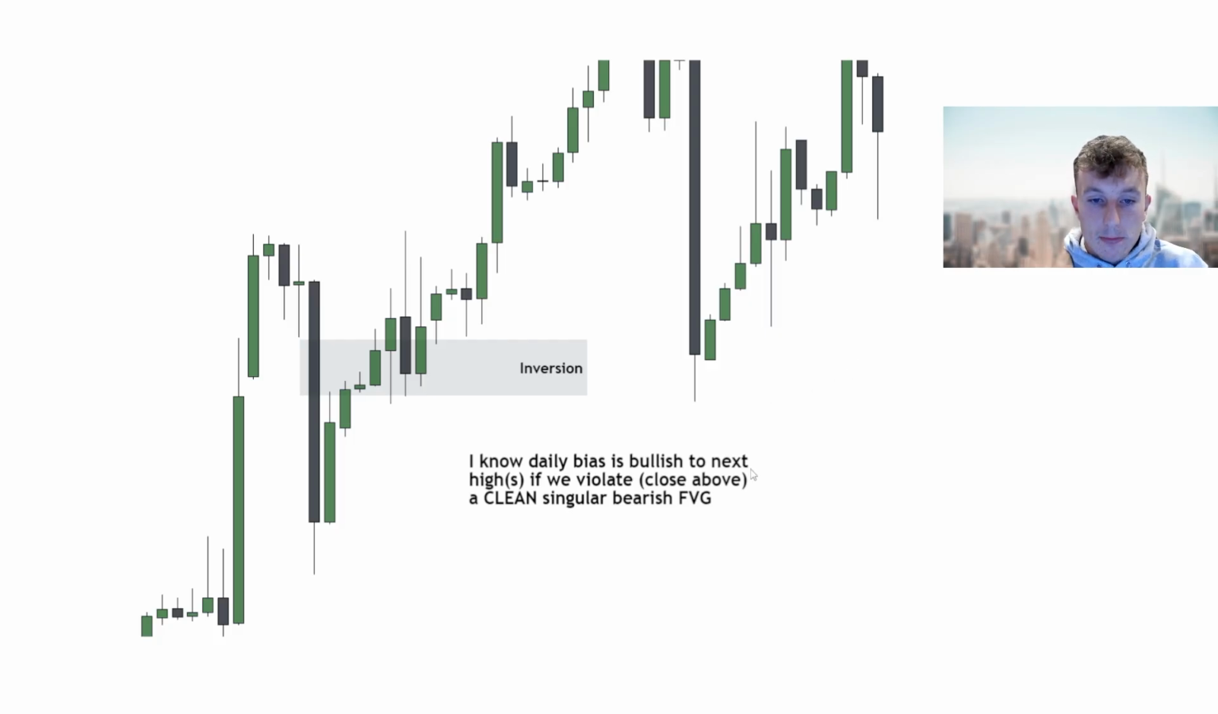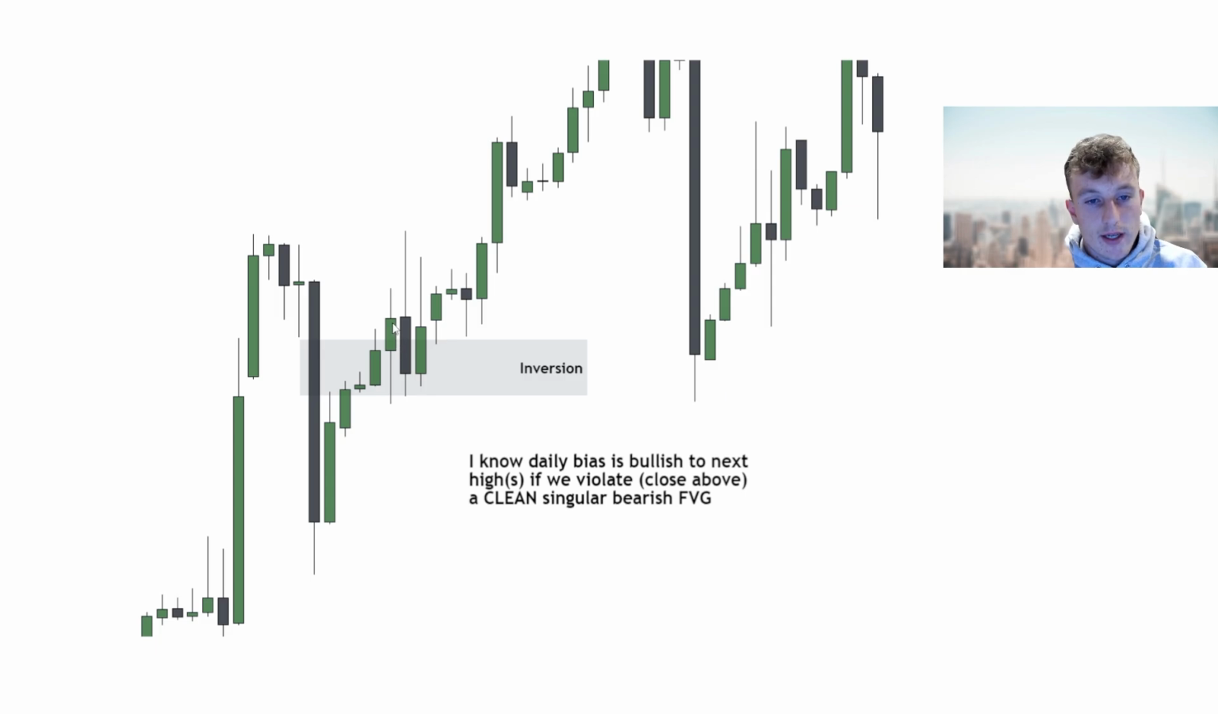So here, I know daily bias is bullish to the next highs if we violate it or close above, because it's a clean singular bearish fair value gap. And this happened a few weeks ago. So just another key example where we're holding a fair value gap here. You don't necessarily know if this is going to reject or not.